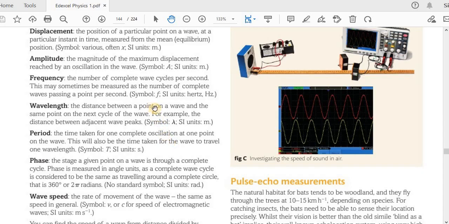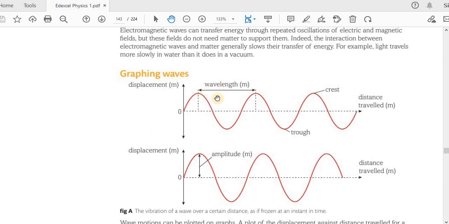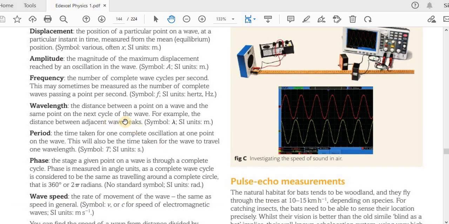Wavelength: the distance between a point on a wave and the same point on the next cycle of the wave. For example, the distance between adjacent wave peaks. Symbol lambda, SI unit meters. I already showed this to you over here. We start on one point on the wave, we complete one whole cycle, then go to the next point. That horizontal distance is the wavelength if the x-axis is distance. See, the same point on the next cycle of the wave.